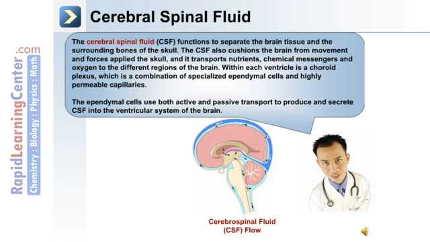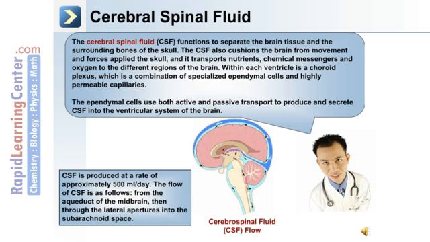Within each ventricle is a choroid plexus. This is a combination of specialized ependymal cells and highly permeable capillaries. The ependymal cells use both active and passive transport to produce and secrete cerebrospinal fluid into the ventricular system of the brain.